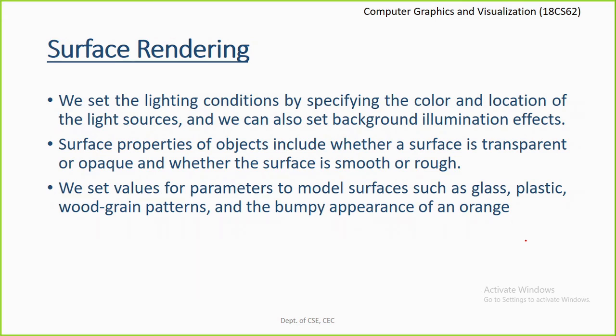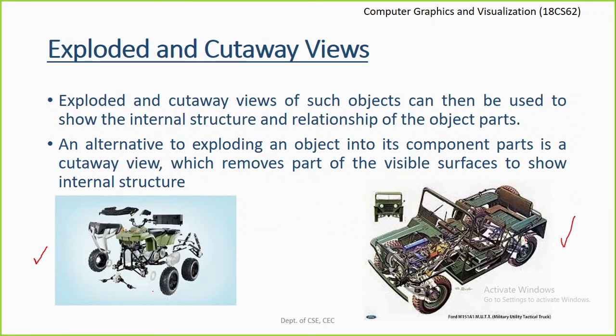We also discussed how to understand surface rendering. For surface rendering, we need to have the proper lighting conditions and the proper color, as well as the location of the light sources, and the surface properties also need to be considered whenever we are trying to render a given surface. Then we understood exploded and cutaway views, right? Exploded views and cutaway views are both used to show the internal structure and the relationship of the individual object parts for a given complex 3D object.